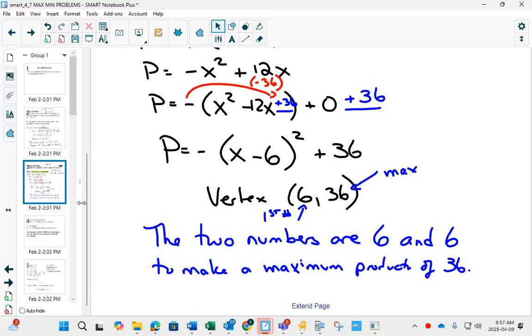Now, quick check. 6 times 6 is 36. If you had picked 5 and 7, what's the product? 35. If you had picked 4 and 8, 32. If you picked 3 and 9, 27. So we could do a little mental math to double check this. The thing that's hard though is that we only checked whole numbers. It could have been an answer where one was a decimal. But if we do this method, we will know for sure that this makes the maximum because we found the vertex of the parabola that represented the equation. So this is a number question.